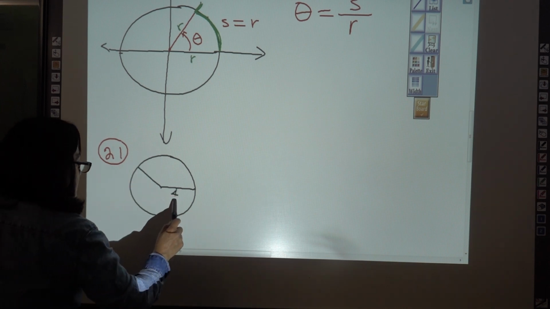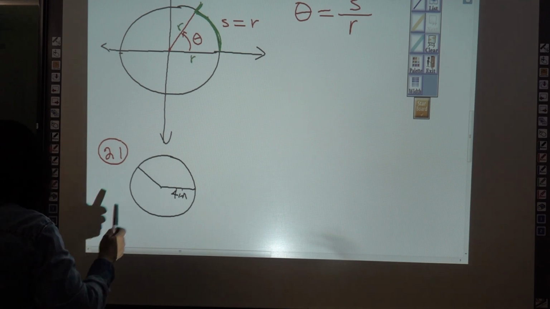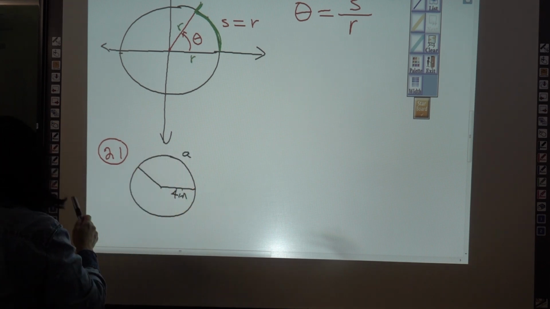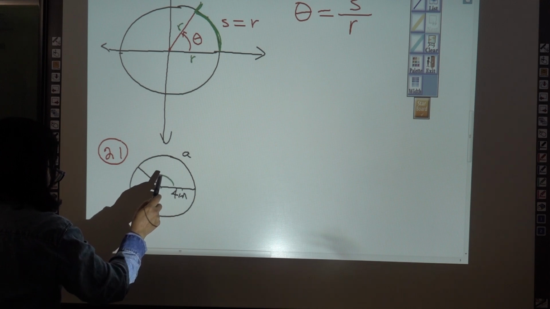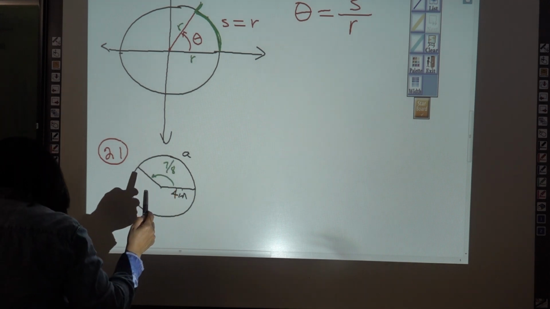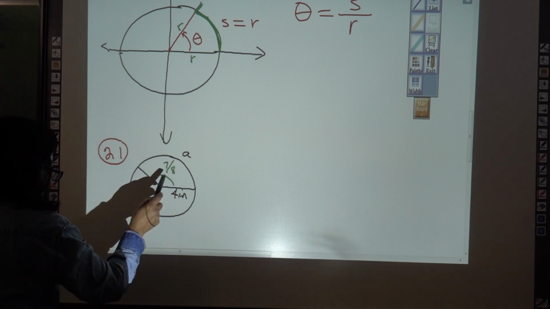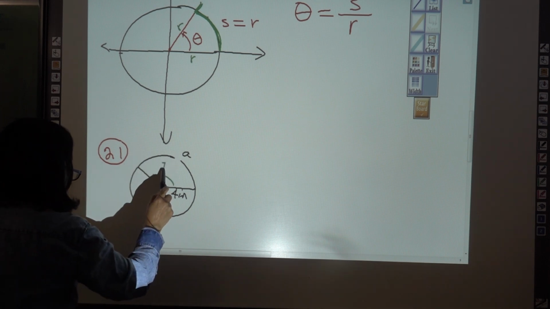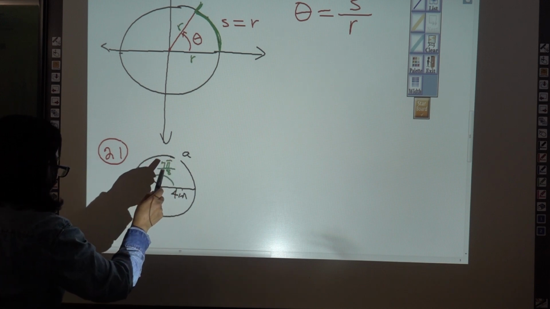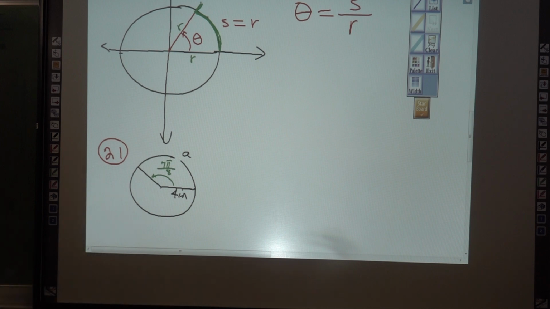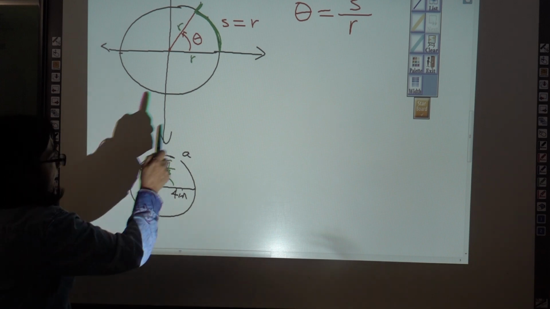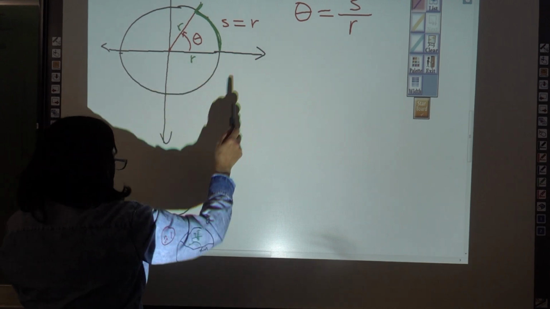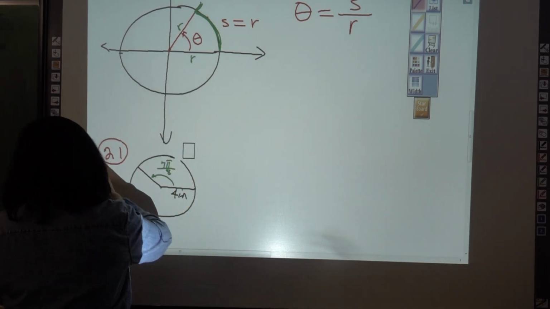I say this is 4 inches. This is A, and this is 7/8 of pi. Let me do it this way: 7 pi over 8. Okay? This is pi, 7 pi over 8. We have this in radians. We say the angle is always in radians. So theta, we want to find A. But remember, if you want to use a notation, I'll write S here.